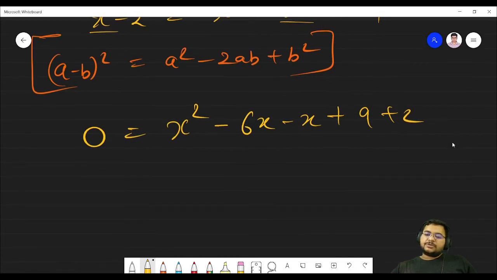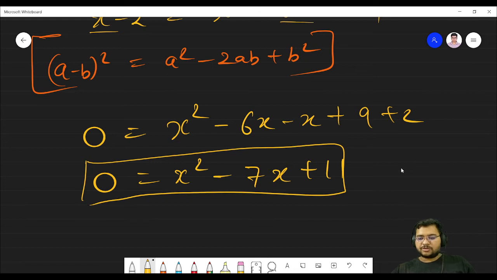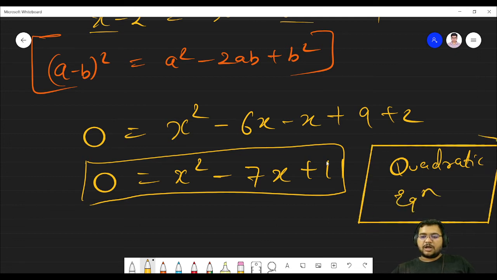Now this is a quadratic equation. There is a special method for it. I am going to make another playlist on how to solve quadratic equations. What you have to do is watch those videos and try to find out how you will be able to solve this type of equation.